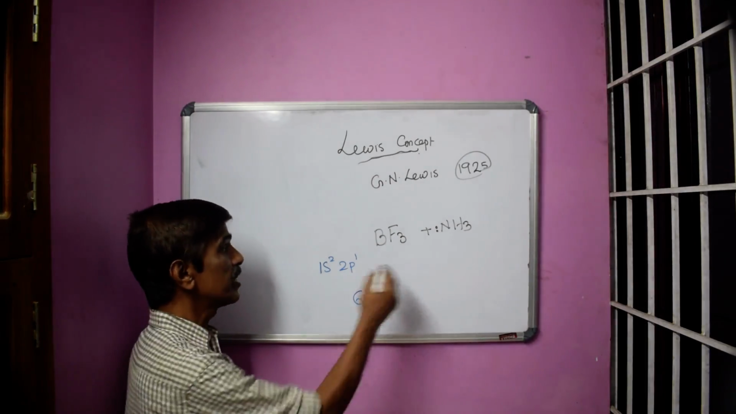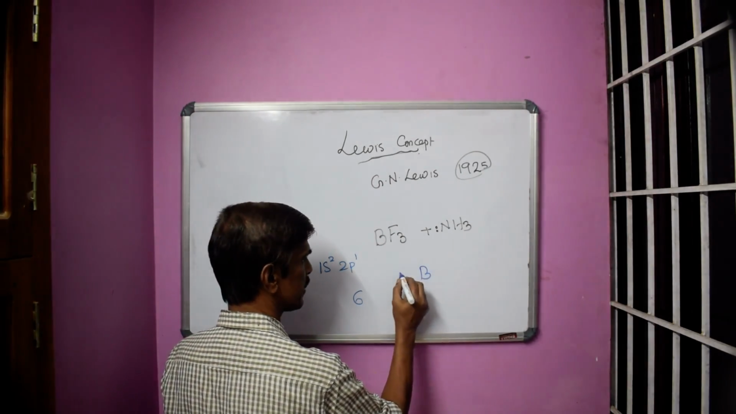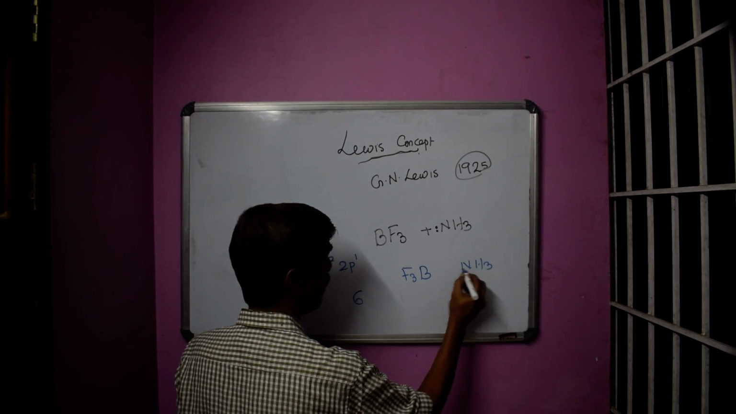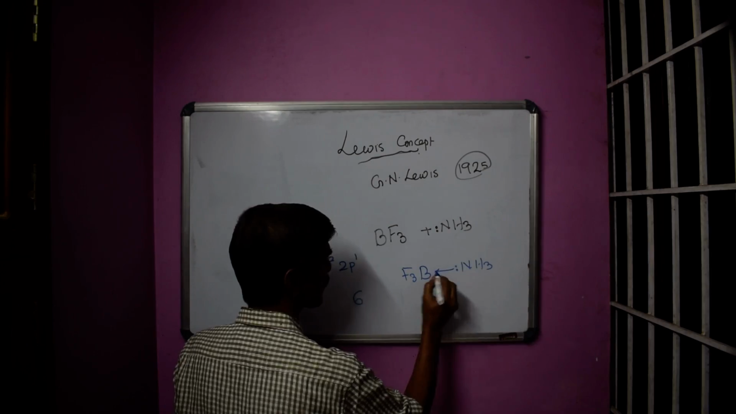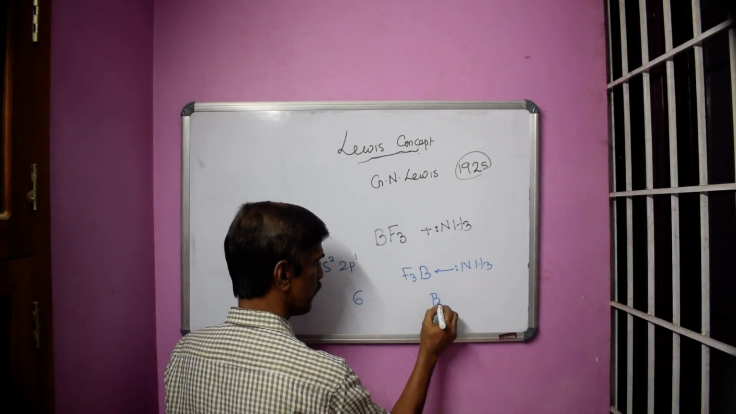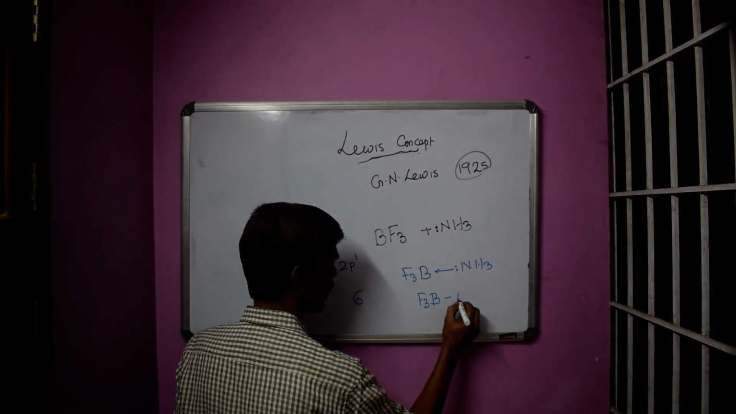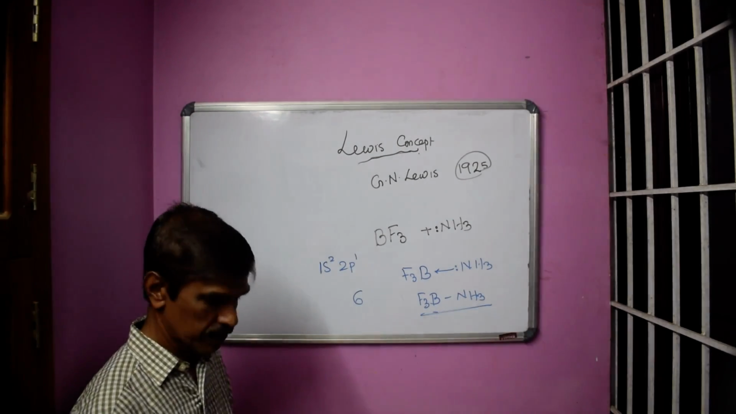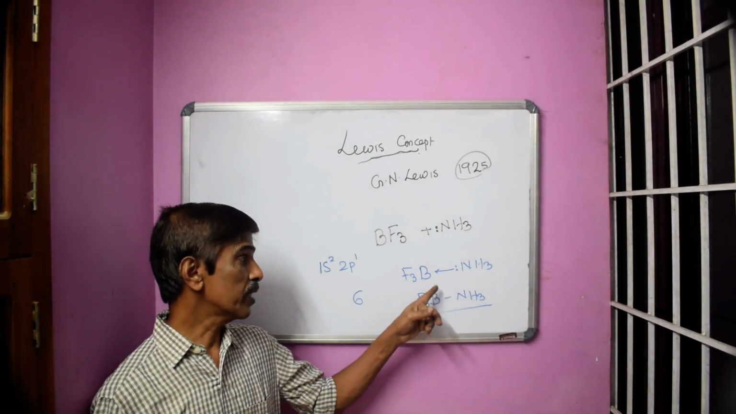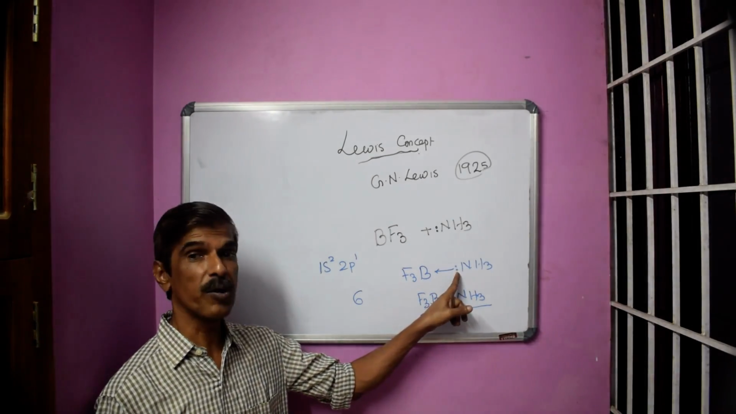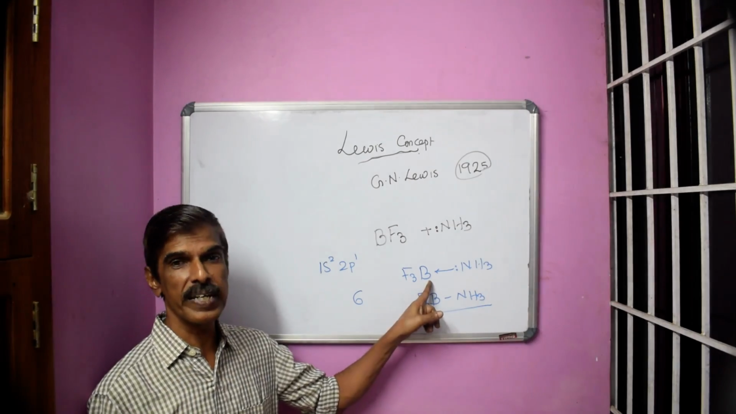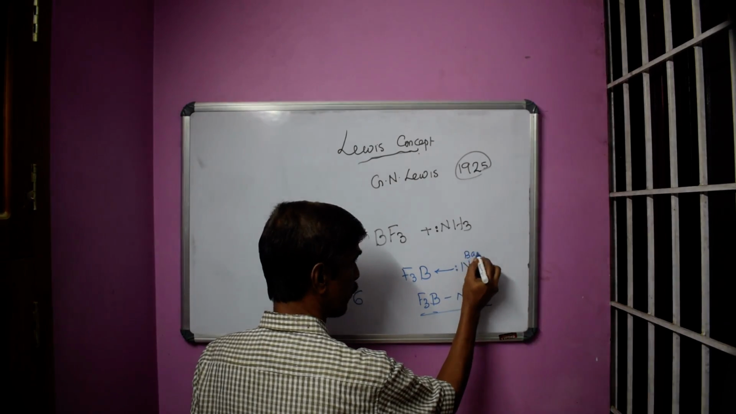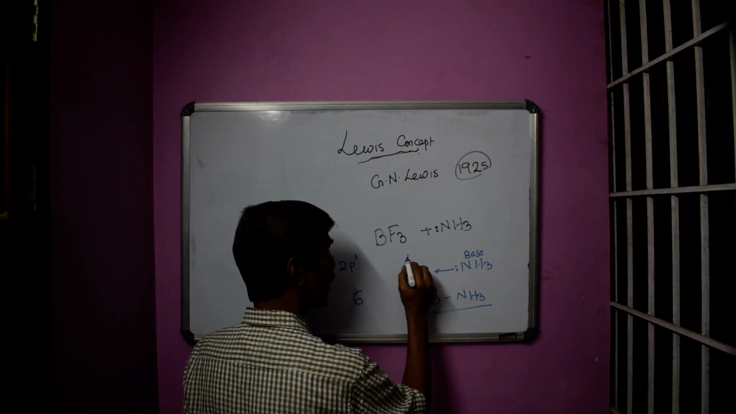So naturally, if these two molecules react together, we can see that BF3 and NH3 combine and we form BF3·NH3 like this. So here what happens? Yes, ammonia donates its pair of electrons and BF3 accepts this. You can say this is the electron pair donor or the base, and this is the electron pair acceptor or the acid.